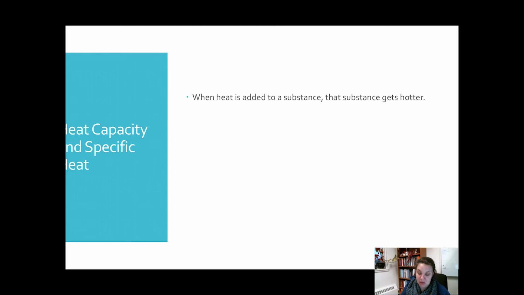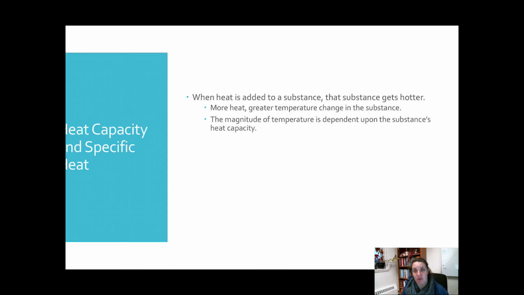Remember, or think, as you add heat to a substance, that substance will in fact get hotter. As you add heat, increase in temperature, more heat, more increase in temperature. But we have to think about how much it's going to increase. So any substance, the more heat you add, the more it's going to increase its temperature. But the amount of heat you add is not the only factor. It's also dependent upon the heat capacity of the substance itself.